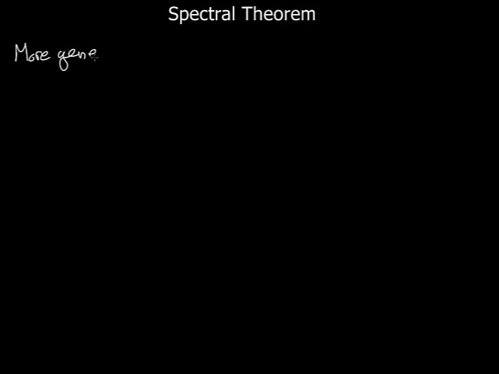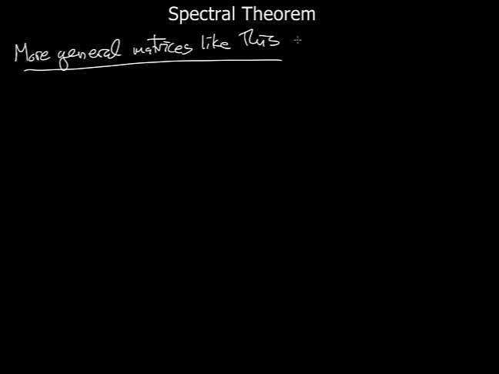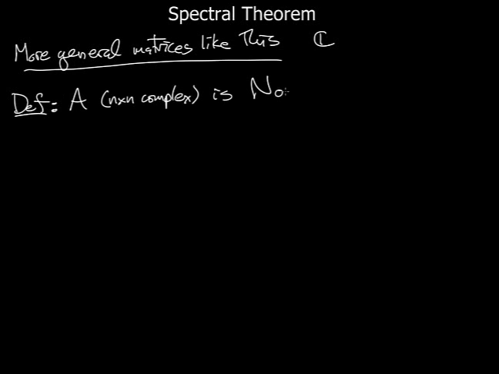All right, I want to say one last thing about this topic. I want to look for more general matrices than the ones we've just considered, which have the property that they can be diagonalized by a unitary matrix. And I'm just going to talk over C now. So here's a new definition. A is an n by n complex matrix. We say it's normal if the following condition holds.